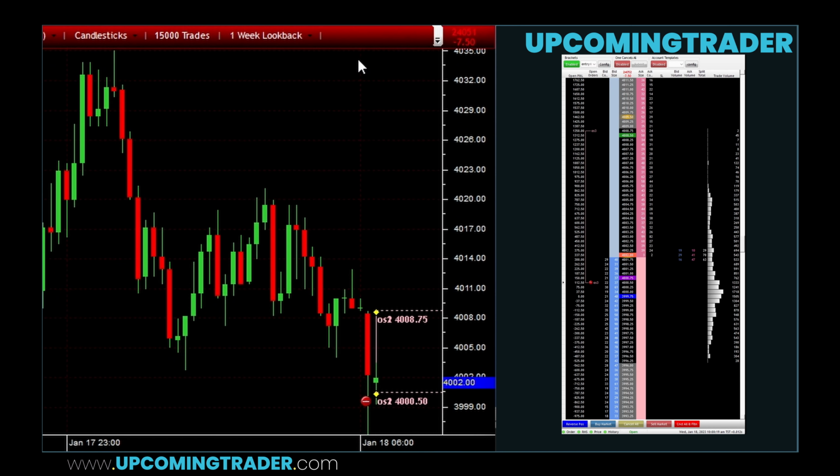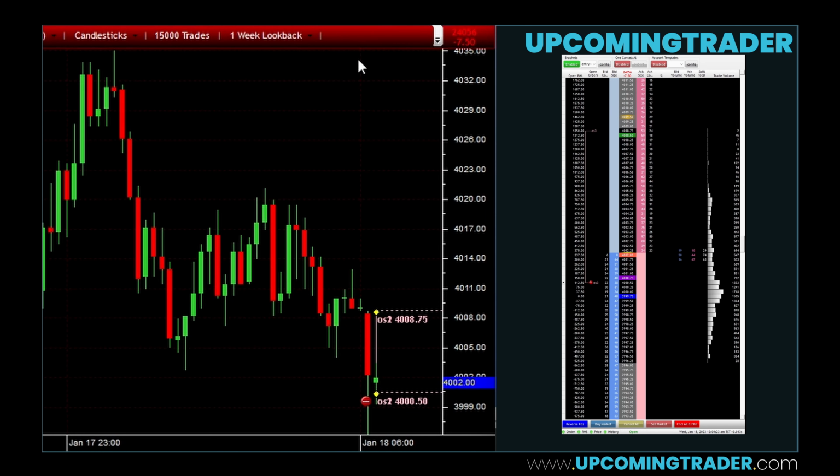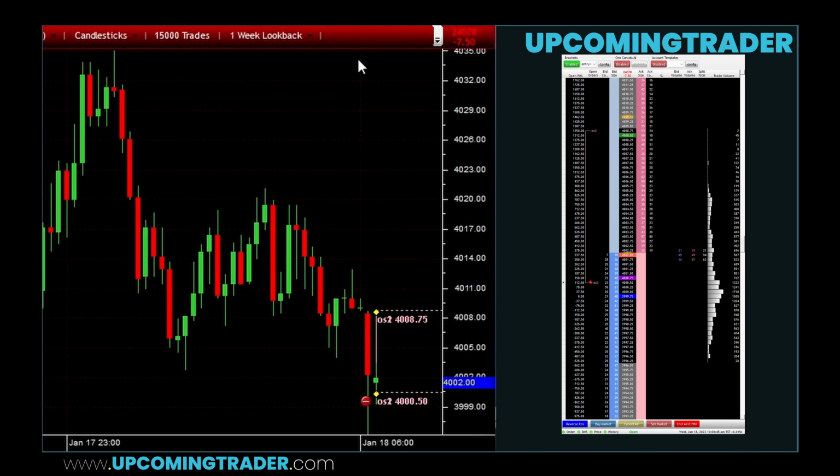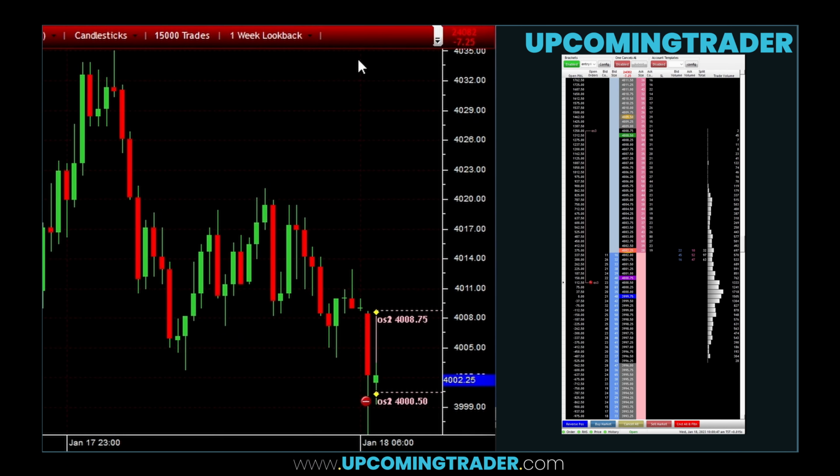Flags and pennants are short-term continuation patterns that occur after a strong price movement called the flagpole. A flag looks like a small rectangle that moves against the trend, while a pennant resembles a small symmetrical triangle. These patterns often come with a decrease in volume as the pattern forms, followed by a spike in volume during the breakout, which confirms the continuation of the previous trend.